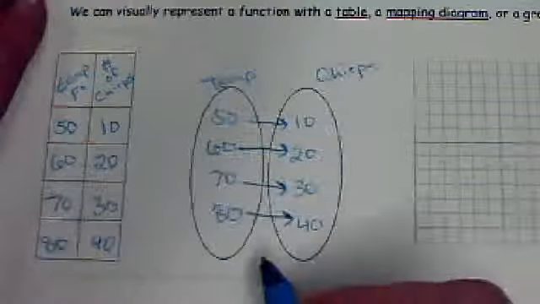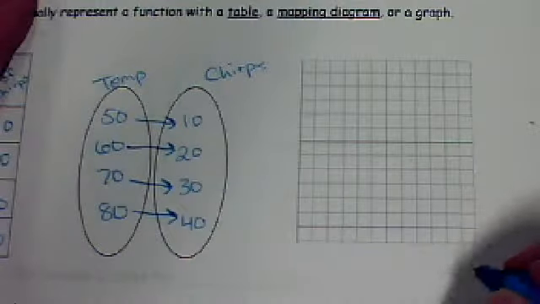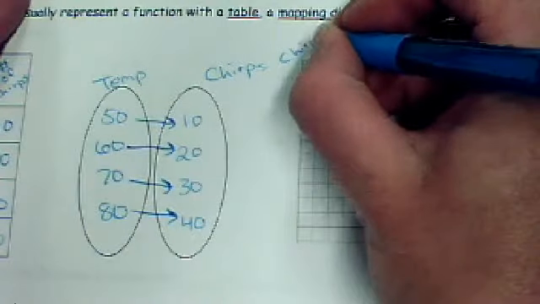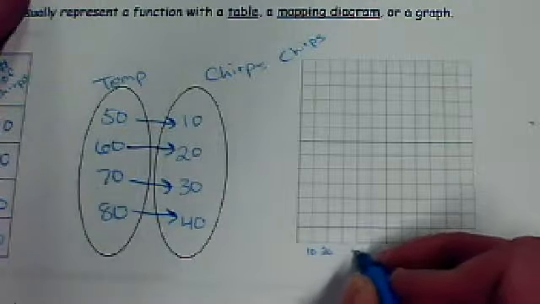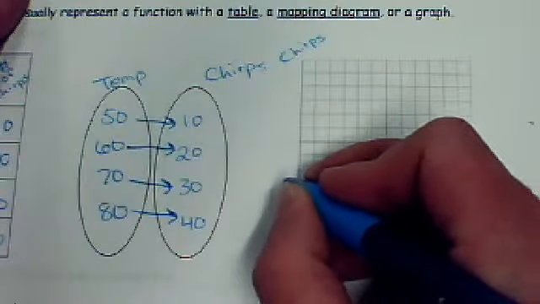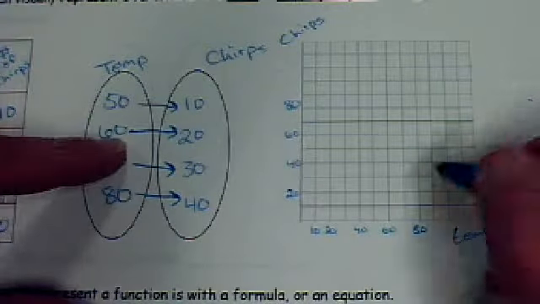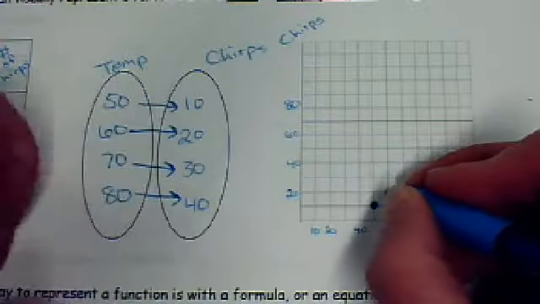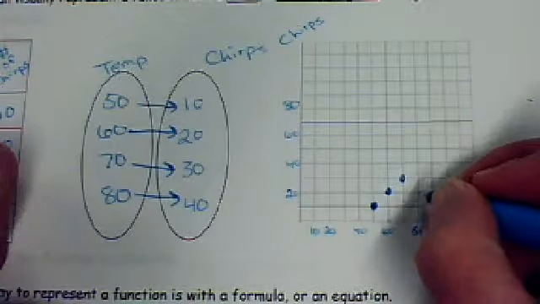On a graph, the one we're depending on, the temperature, would be our horizontal, and the chirps would be our output, so that would go up there. So I'm going to count by tens: 40, 60, 80, and 10, 20, 30, 40. So when I had a temperature of 50, I had 10 chirps. Temperature of 60, we had 20 chirps. 70, we had 30 chirps. 80, we had 40 chirps.